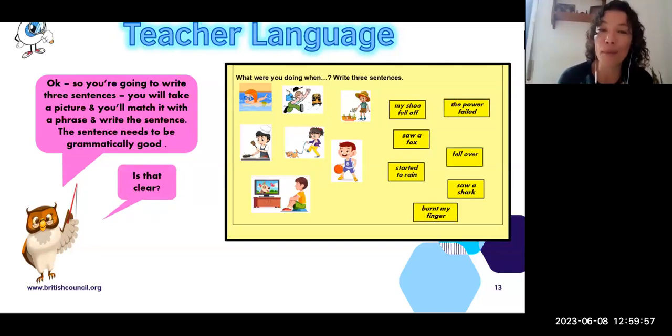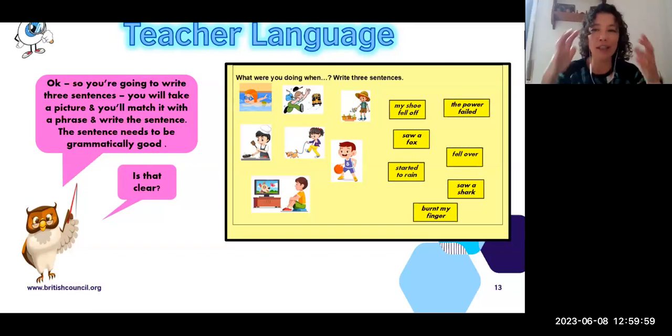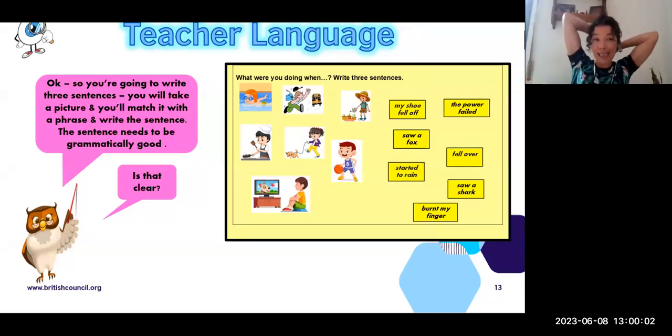Now, what do you think is the problem here? Do you think that went well, or what do you think? How do you think the learners reacted to this instruction?